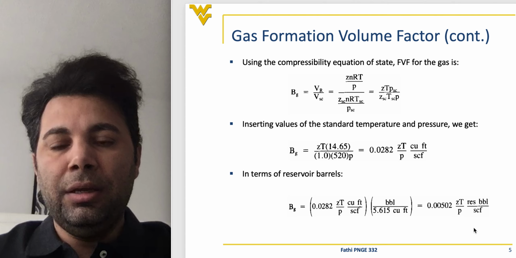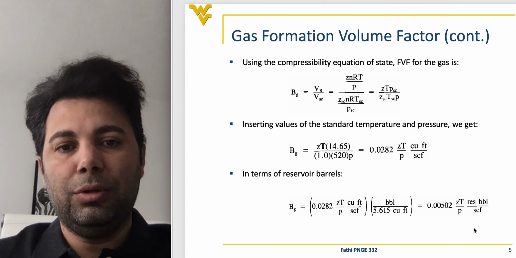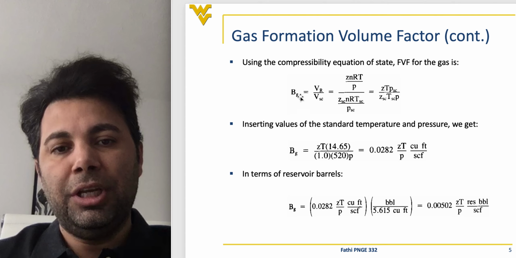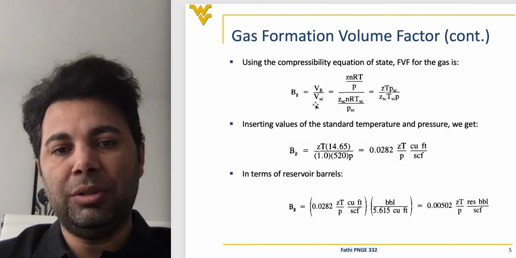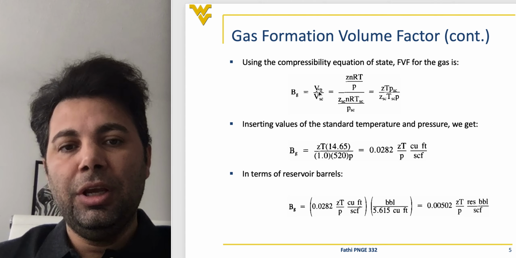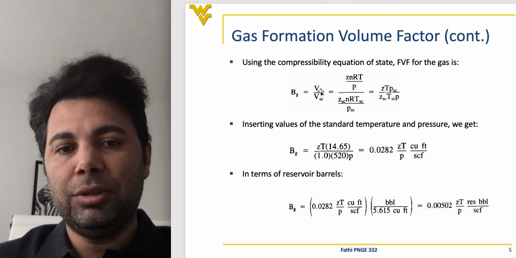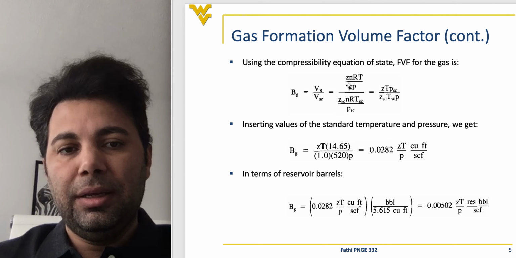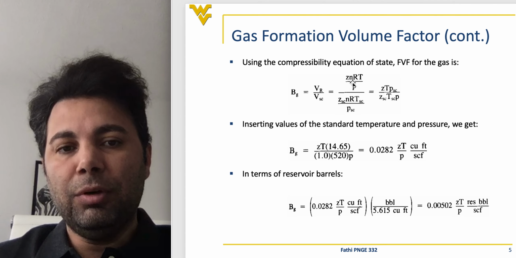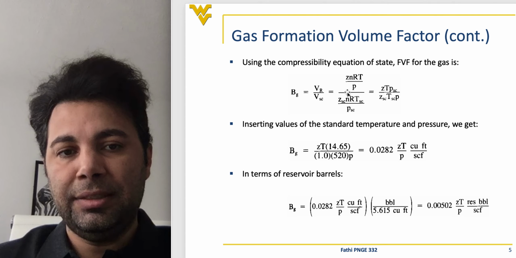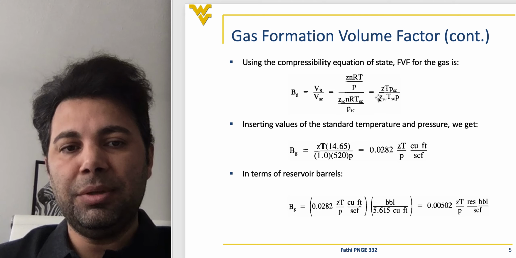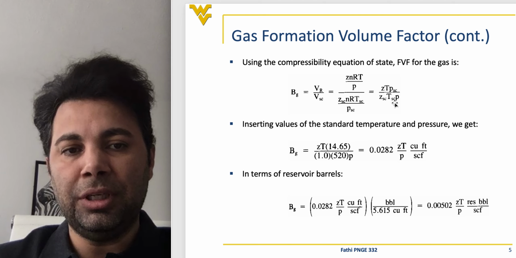If I write the compressibility equation of state, then I can change this Bg. I can write the Bg as VR over Vsc, the volume of gas at the reservoir divided by the volume of the gas at the standard condition. I know PV is equal to ZnRT, so V becomes ZnRT over P for both conditions. Then n, the number of moles, is the same, so I can cancel that out. R is a universal gas constant, I can cancel that out. So the equation will simplify to Z T Psc over Zsc, Tsc, and the pressure.